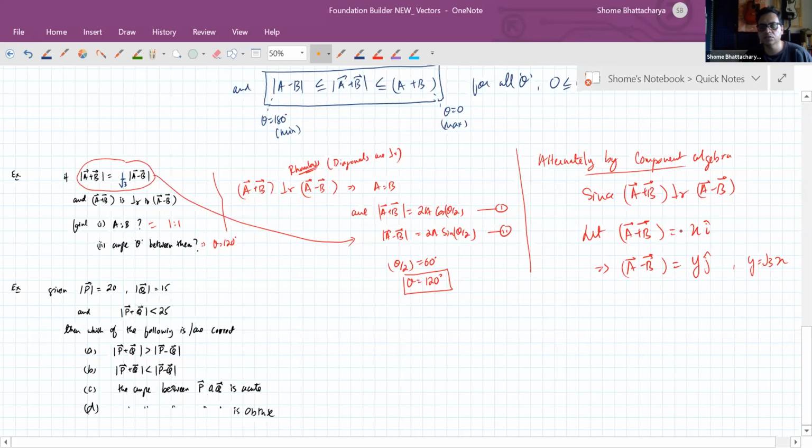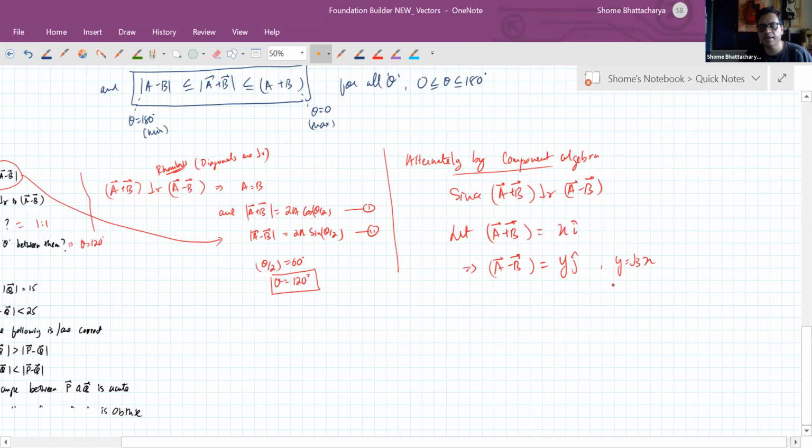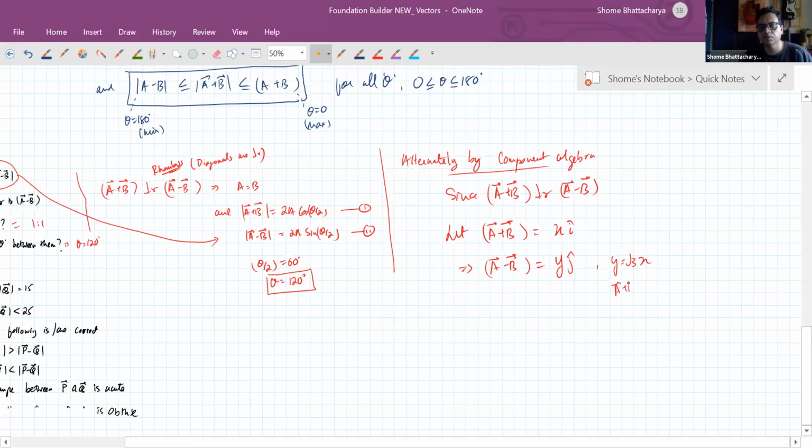Why? Because this is given to us that the magnitude of a plus b is 1 by root 3 times the magnitude of a minus b. Okay, so from that statement we can say this. Okay, so we have a plus b is x i cap and a minus b is root 3x j cap. So now you can see from this we can find out everything we require.